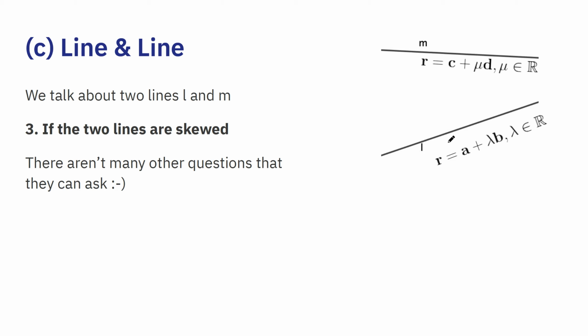So usually they'll just ask whether the 2 lines are skewed, and they won't be asking about the distance between the 2 lines or anything. So there's nothing else they can ask.